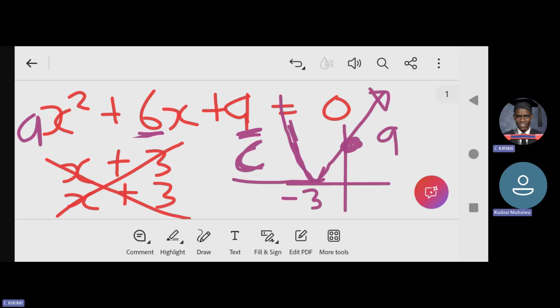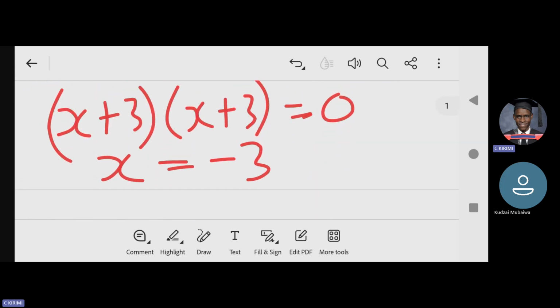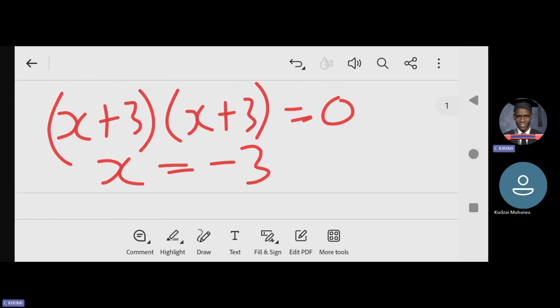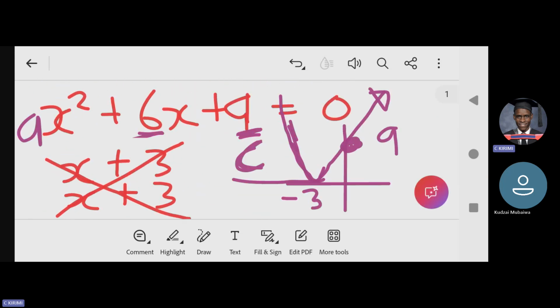How we did this? First, we found the roots. What are the roots of the equation? We found the roots of the equation to be one root, which means this graph is cutting once. If you have two roots, that graph will cut twice.